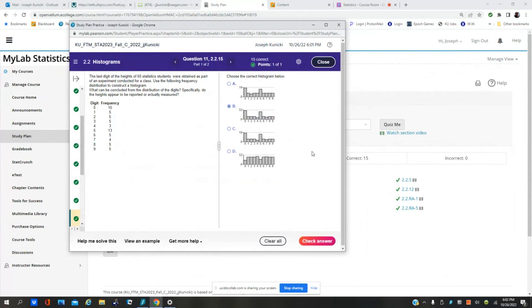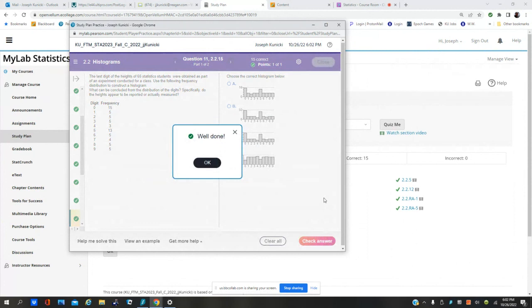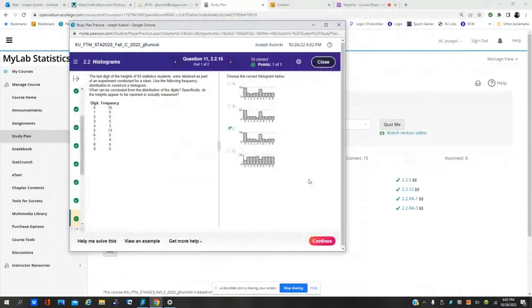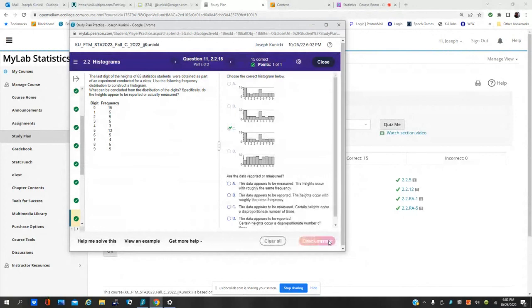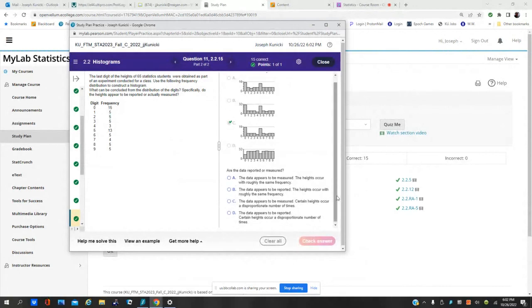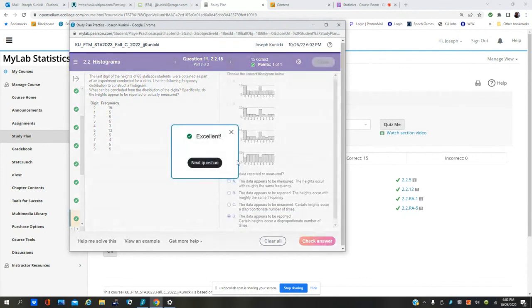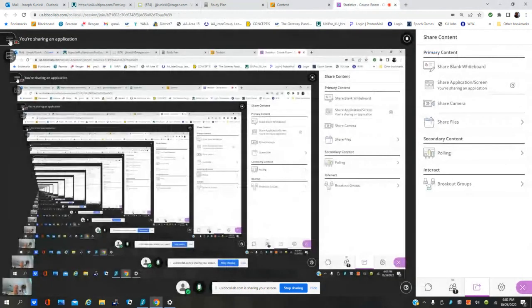No, B is not the right answer. Let's see which one is. Oh, C. Okay, C is the right answer. All right. So it's bimodal. This leads you to believe that the data appears to be reported. So it's either B or D. B says the heights are roughly the same, but that's not true. In D, the heights are roughly the same. That's one that's pretty uniform. So it has to be D. Okay, so there you go. This is Dr. K, over and out.